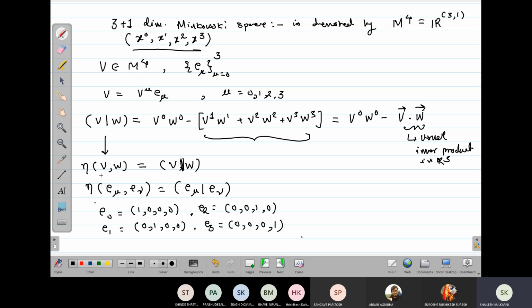In Minkowski space we define the inner product in this way. So eta acting on e mu, e nu is the inner product of e mu with e nu, and this is the mu nu component of the tensor eta. I will tell you the answer: this should be 1, minus 1, minus 1, minus 1. As a matrix, in matrix form, it will look like this. Now you figure out what changes you need to make.